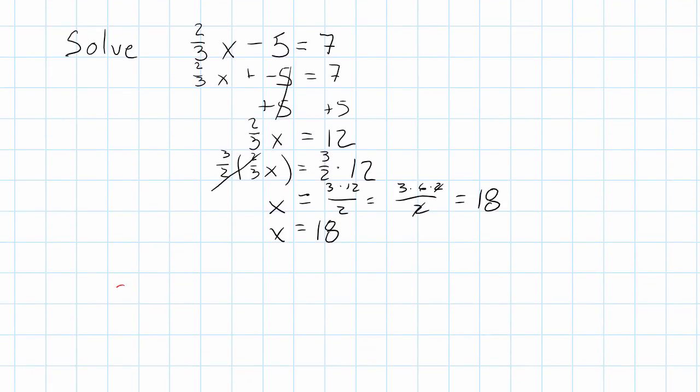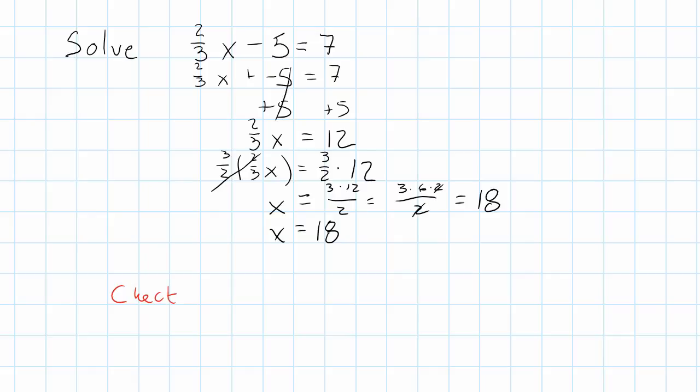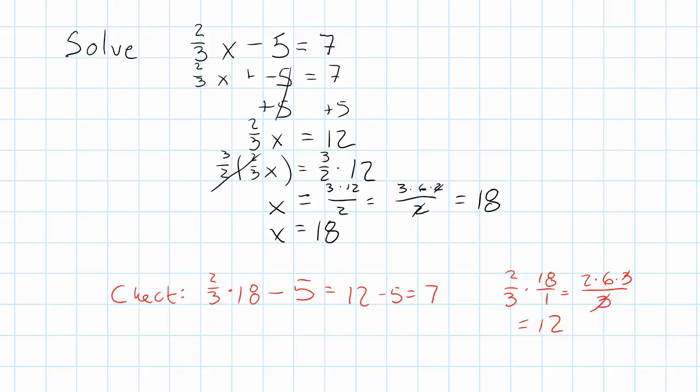And as always, let's check and make sure that was correct. 2/3 times 18 minus 5. 2/3 times 18, let's work that out. That's 2 times 18 is 6 times 3. So that's just 12. 12 minus 5 does indeed equal 7, so that works out.